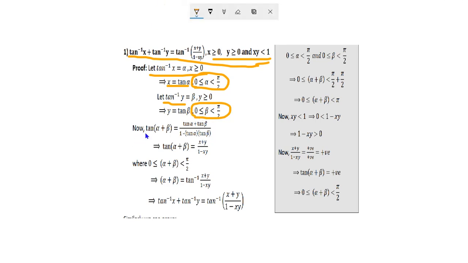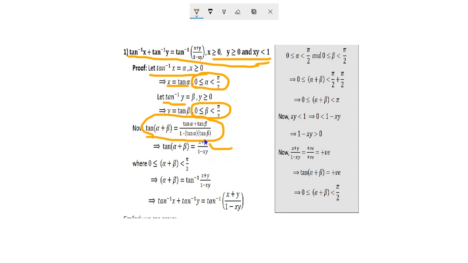And now you can use the compound angle formula. Tan of alpha plus beta is equal to tan alpha plus tan beta divided by 1 minus tan alpha into tan beta. Tan of x plus y is equal to tan x plus tan y divided by 1 minus tan x into tan y. Now, what is tan alpha? Tan alpha is x. You can see this. Tan alpha is equal to x. What is tan beta? Tan beta is y. You can substitute here. Tan of alpha plus beta is equal to x plus y divided by 1 minus xy.